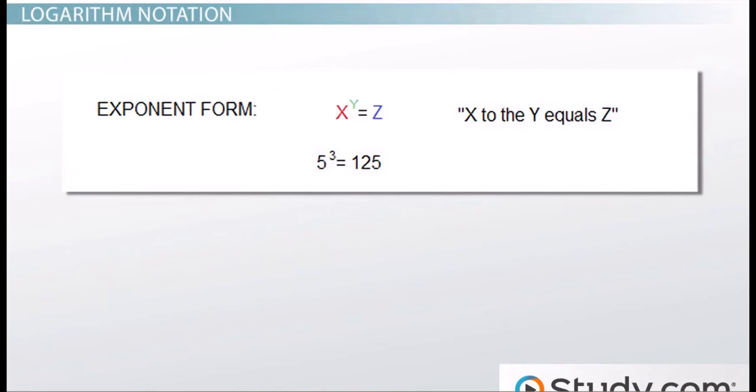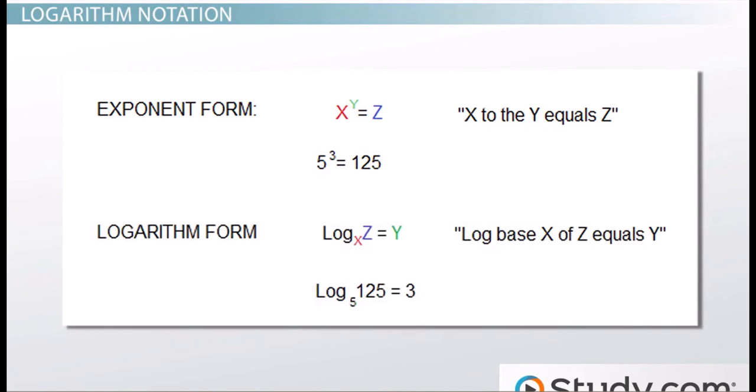To make it easier to solve for the exponents, logarithms use a special kind of notation. The expression x to the power of y equals z in exponent form would turn into log base x of z equals y in logarithm notation. In logarithm notation, the thing that we're solving for is isolated, so it's easier to solve for, just like it is in regular exponent form.